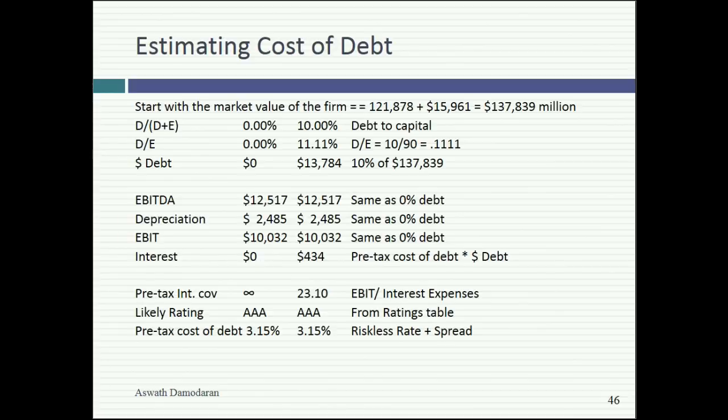I'm going to go through the sequence. You tell me where the problem in the sequence is. I start with the dollar debt, 13,789 million. I multiply the dollar debt by the interest rate to get an interest expense of 434 million. I divide the operating income by that interest expense to come up with an interest coverage ratio of over 23. I use the interest coverage ratio to come up with a rating of AAA, and I use the rating to come up with an interest rate of 3.15%. Where's the problem in that process?